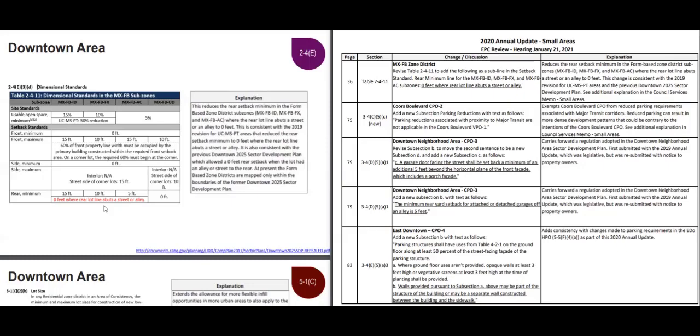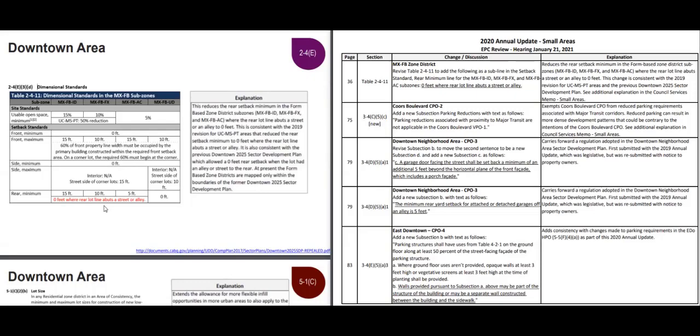The reason for this change is to reduce the rear setback minimum in the form-based zone districts for the following subzones, MX, FB, ID, FX, and AC, where the rear lot line abuts a street or an alley to 0 feet. This change is consistent with some changes that happened in the 2019 annual update, and they were revised for urban centers, main streets, and premium transit areas. It's also consistent with the requirements in the downtown 2025 sector development plan.